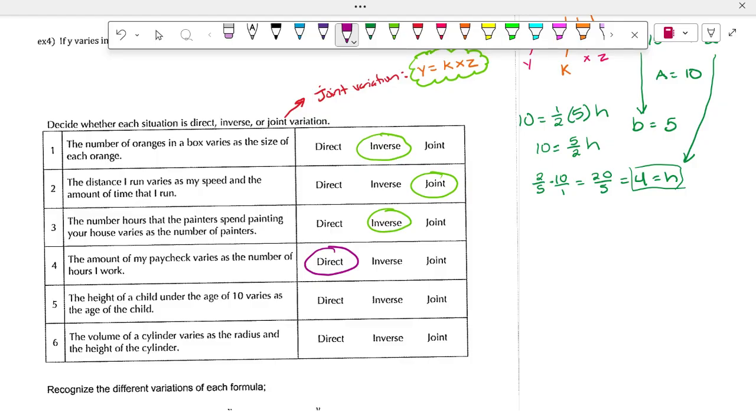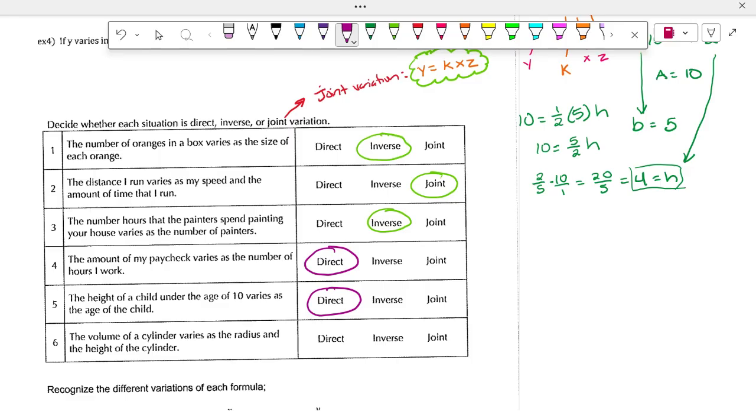The height of a child under the age of 10 varies as the age of the child. Direct. This is direct. So, I'm glad you added the extra, because after 10, that's when it starts getting weird, depending on the growth spurts. But usually in the single digit years, it's pretty constant.